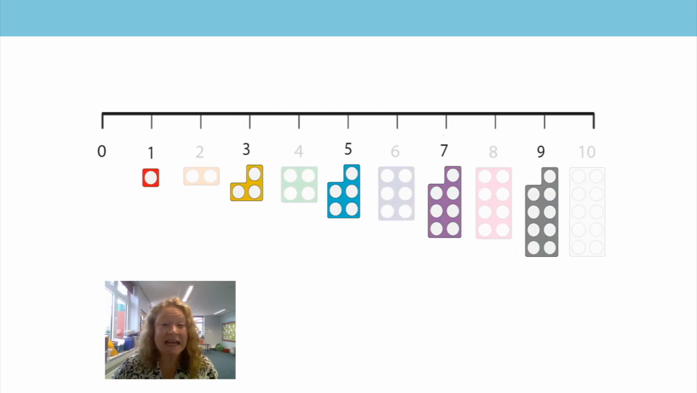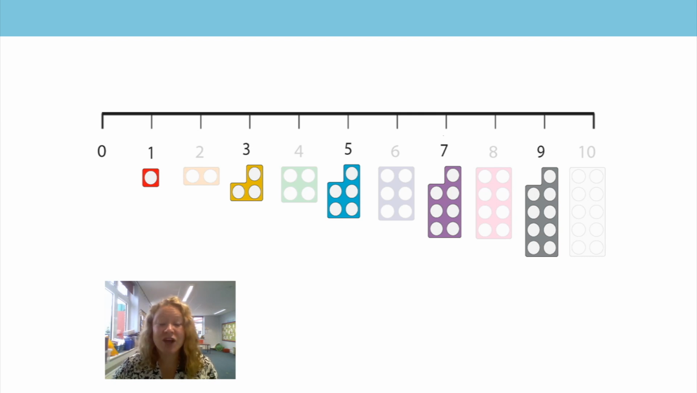Now we're going to do exactly the same thing. We're going to count through, but we're going to whisper the even numbers, the ones that are faded out this time. So let's start on 1. Are you ready? We're going to say the odd numbers. 1, 2, 3, 4, 5, 6, 7, 8, 9, 10.